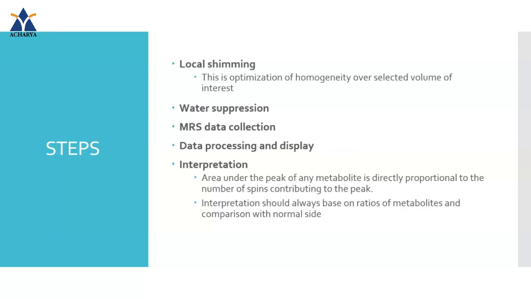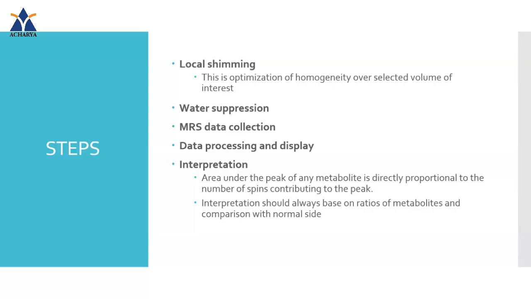Then you have to do local shimming and apply saturation bands or suppression bands to avoid interference from surrounding tissues. For fat suppression, you have to avoid planning your voxel on the bone. And for water suppression, there is the CHESS technique and IR technique. Then your MR spectroscopy data will be collected, processed, and displayed on your screen.